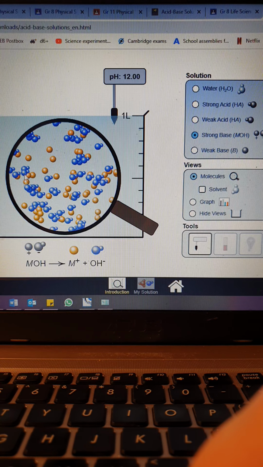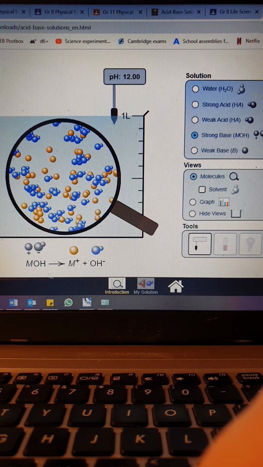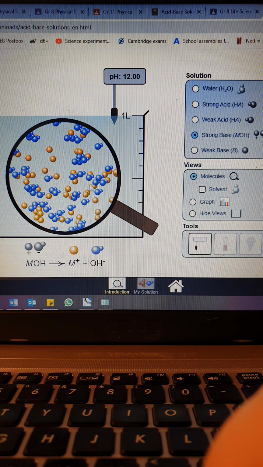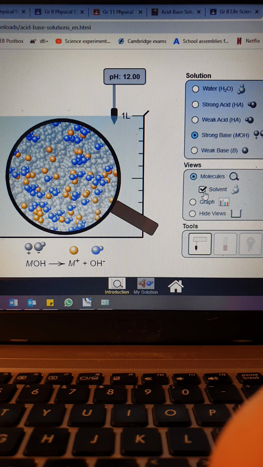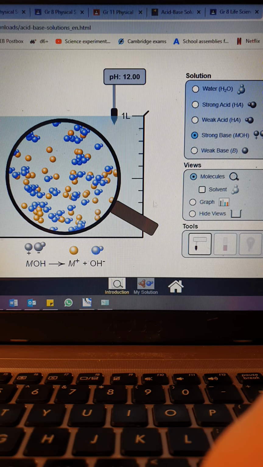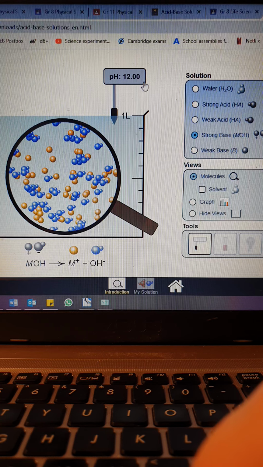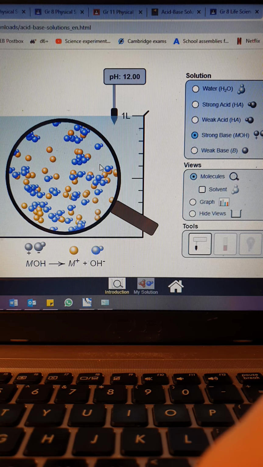Here you can see this is strong because almost all of the ionic compounds will dissociate into their ions in this water solution. If I put the solvent there, you can see the water, but it's better not to put it there so you can see how strong it is. It's a 12. That's quite high, a strong base. And you can see it's a strong base because the hydroxide ions are what make it a base.